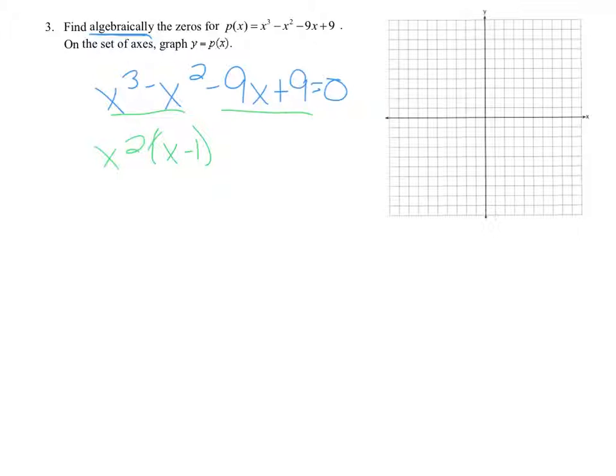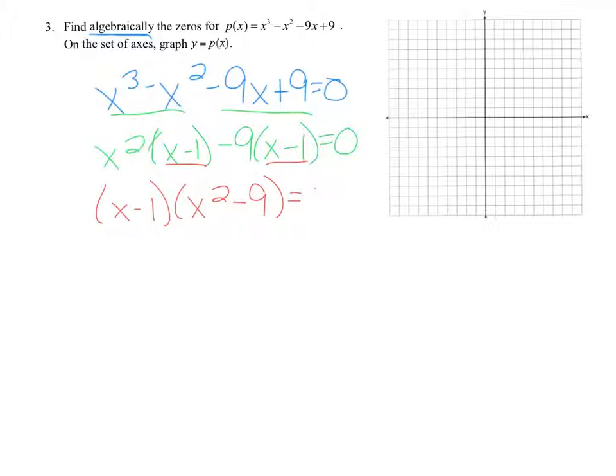And in the second set of terms, I have a negative 9 for a GCF, which changes the negative 9x to a positive x, and the positive 9 to a negative 1. From here, my common binomial factor is x minus 1, so I take that out, leaving me with x squared minus 9. Now I could further factor x squared minus 9, but I am going to use the method of incomplete quadratics when I get to that term.